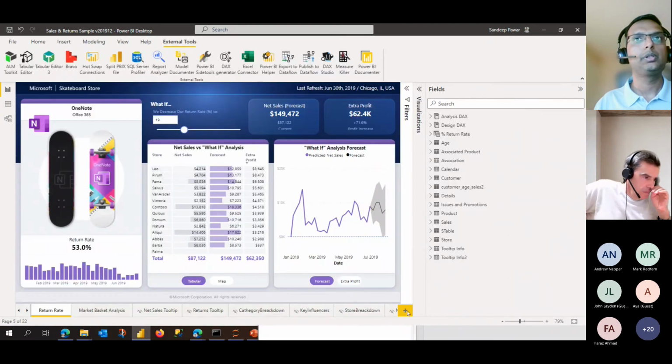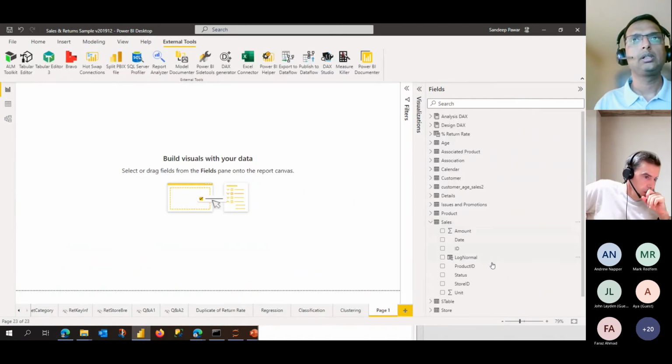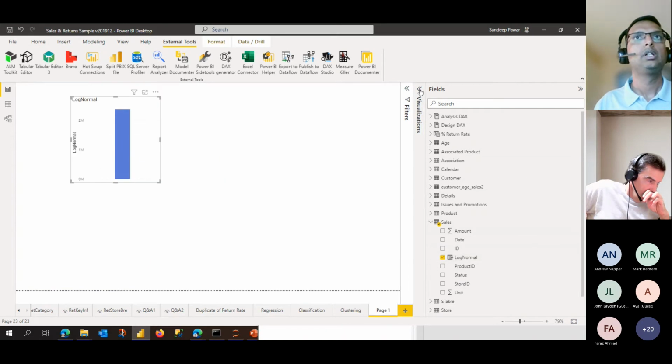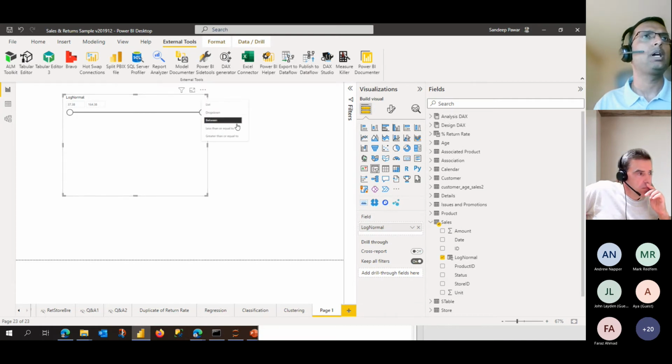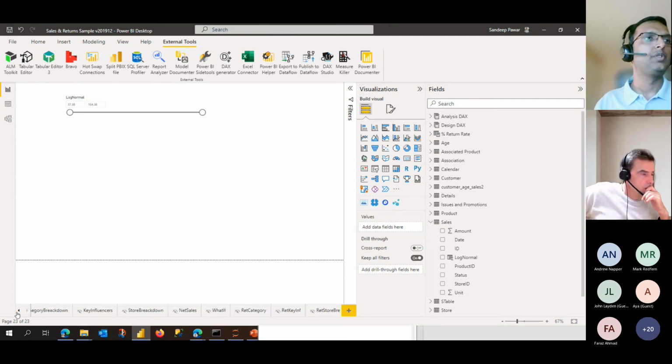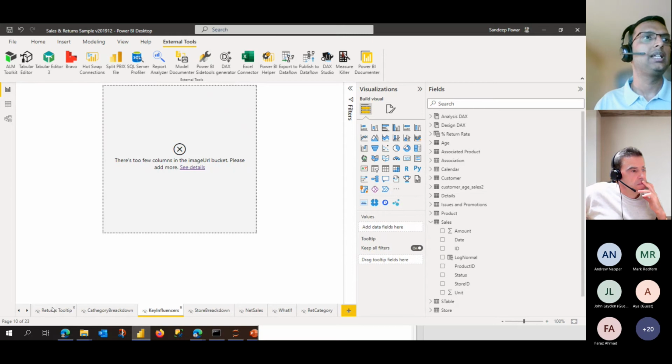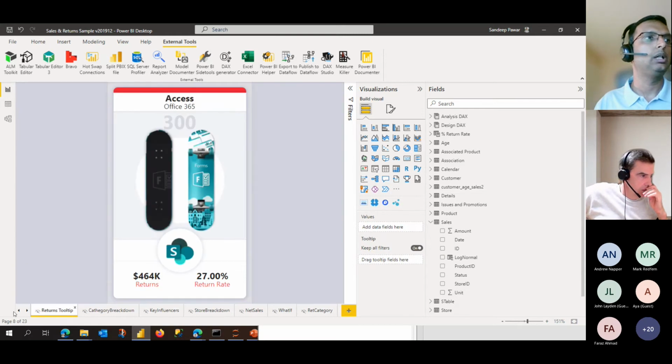Let's go to sales and take this log normal. I'm going to drop it here, and then I create this, right? And if I drop this, now you will see it is a list drop-down between less than and less than or equal to, whereas when you create a what-if scenario, it is a single value slicer.